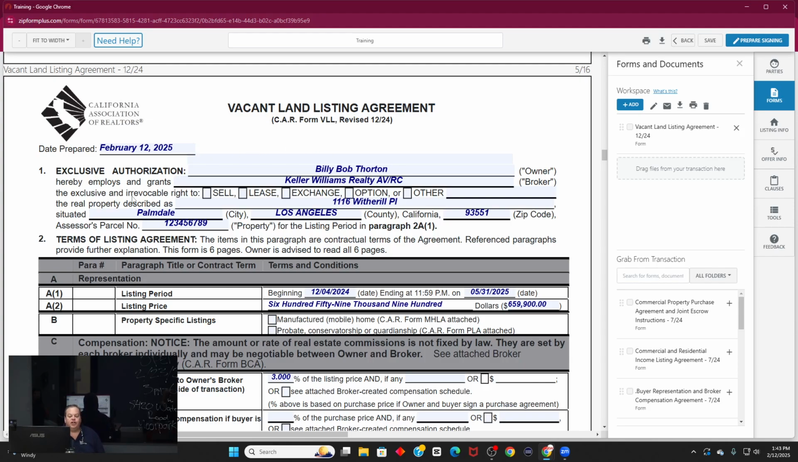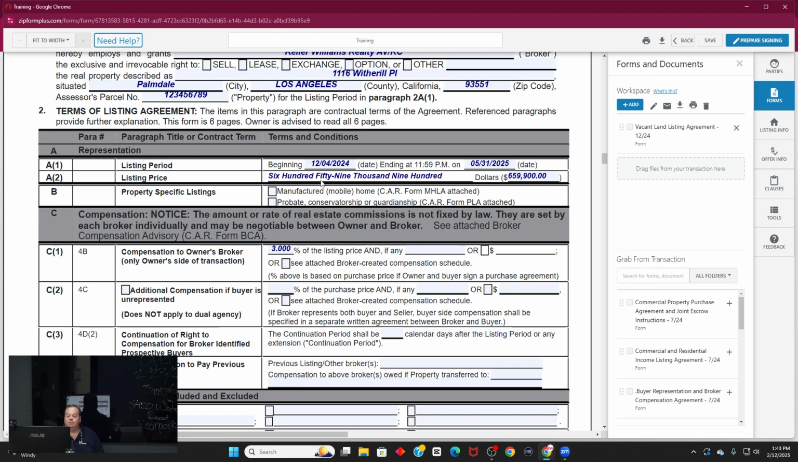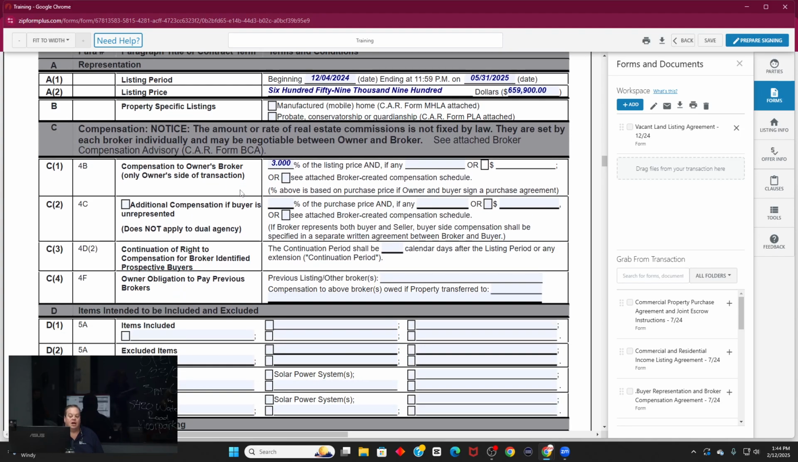Okay, so, the exclusive and irrevocable right to sell, lease, exchange, option, or other. The listing period, again, is found here, and again, it can be up to 24 months. You have the listing price, and if there is a manufactured home or it is a probate, which in this case it is not. And then again, the compensation is 3%. This is very much like a residential listing agreement, right? All the rest of this.